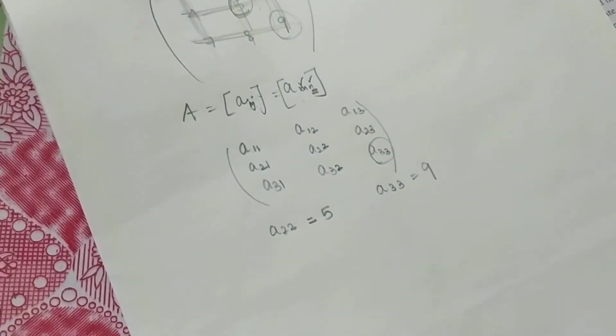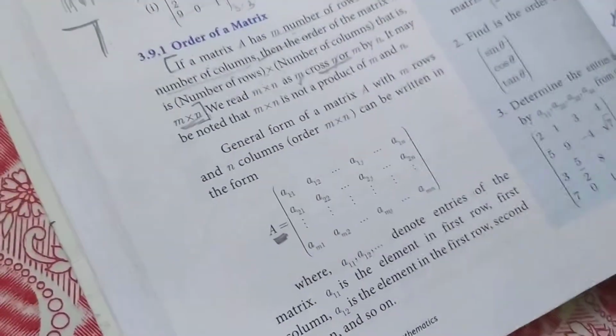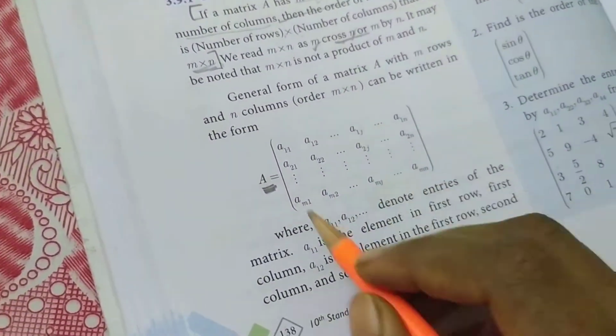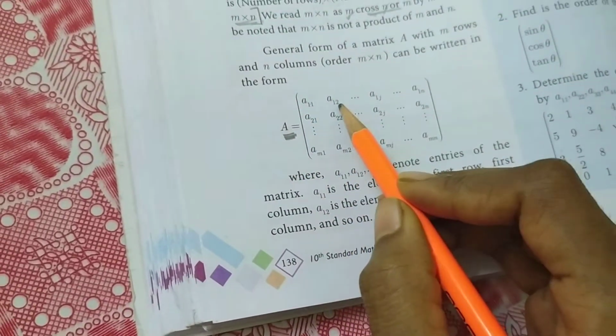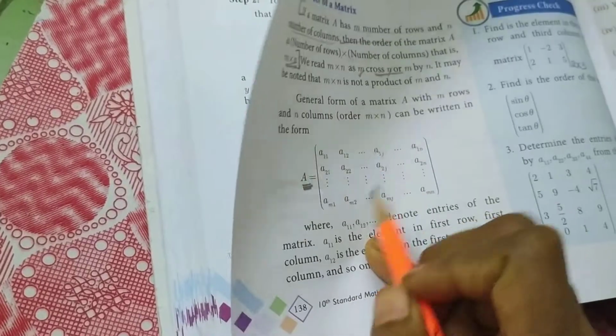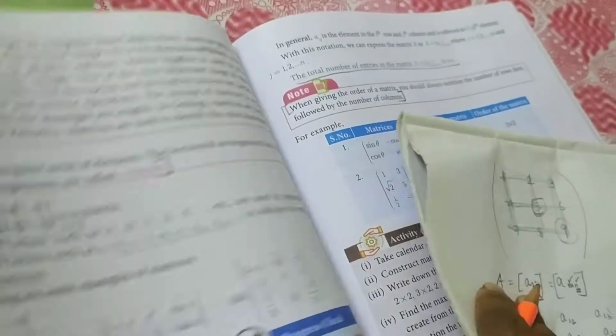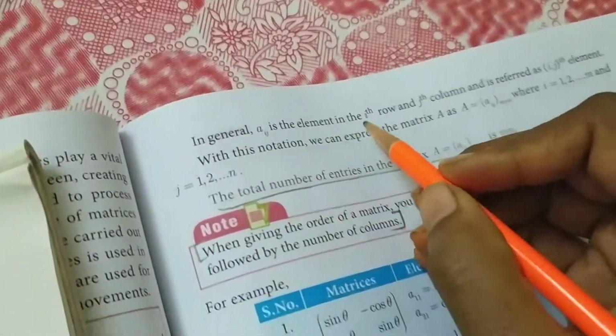Don't forget to find this. This is the basic concept. That's only what they've given in this general format: A11, A12 up to A1n, etc. They take it like this, and how can they write it in a general form?